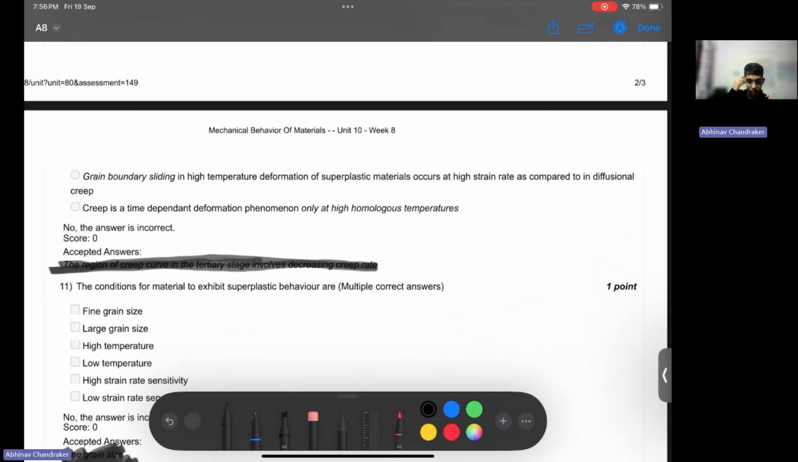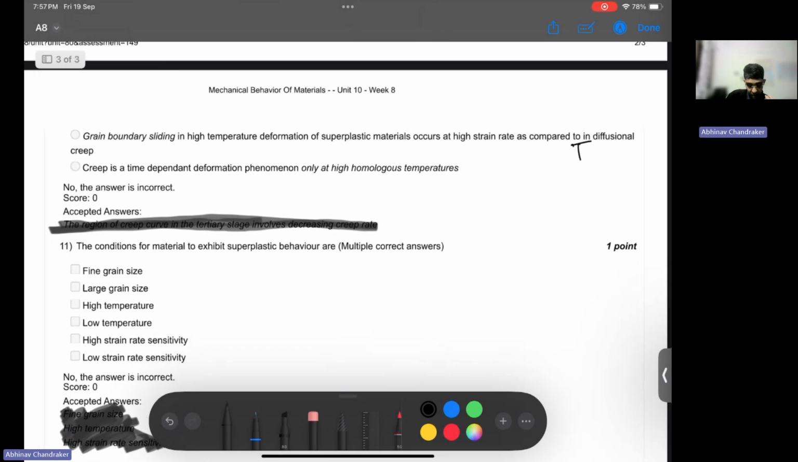Grain boundary sliding in high temperature deformation of superplastic materials occurs at high strain rate as compared to in diffusional creep. I think so. It might be true in superplastic materials. Grain boundary sliding also takes place even if you have quasi-static kind of loading, that is high strain rate. I think it should be true.